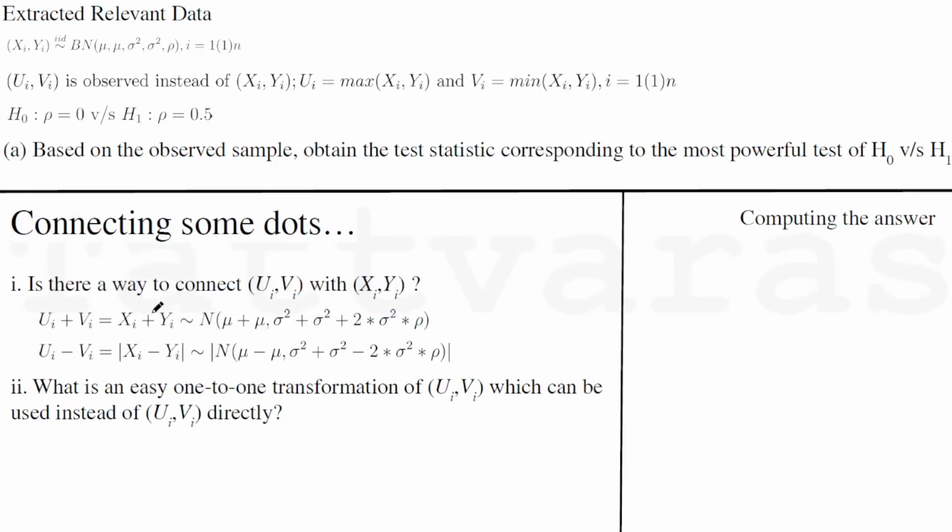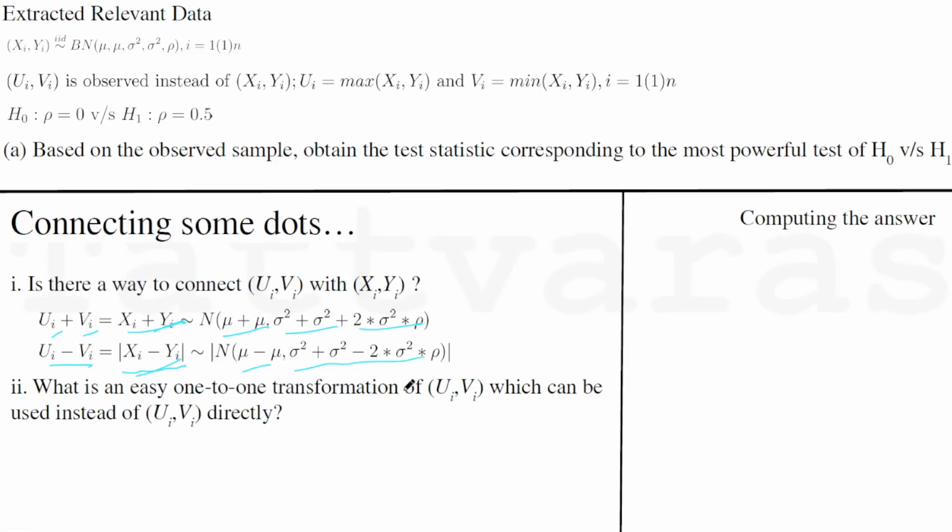You see that Ui is the maximum, Vi is the minimum. But if you add maximum and minimum, it is the same as adding the two. So Ui plus Vi is Xi plus Yi. And more interesting is Ui minus Vi. Whenever you subtract these two, this is always going to be positive because maximum minus minimum is going to be positive. So it's equivalent to taking the modulus of the original two variables. And because of this information that we have for both of them, we can see that by the linear property associated with normal distribution, the means are added, and the variances and the relevant covariance. So we have the distribution. This is the way to connect them.